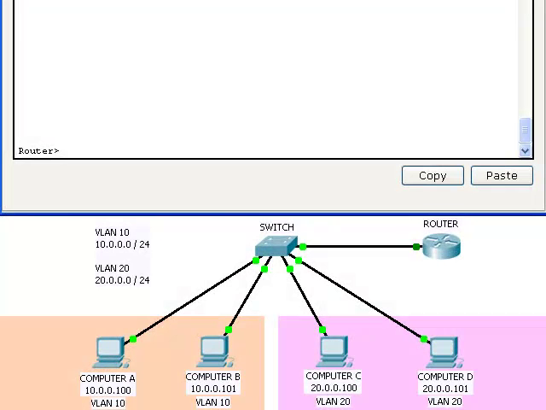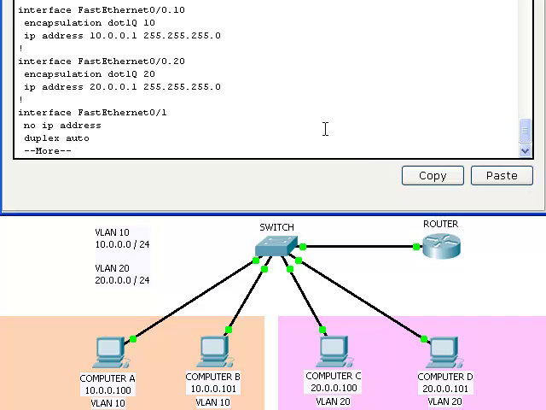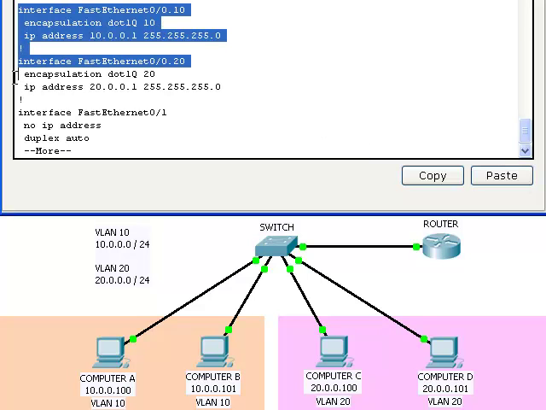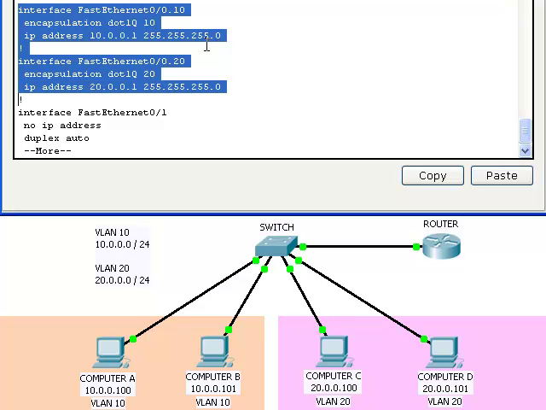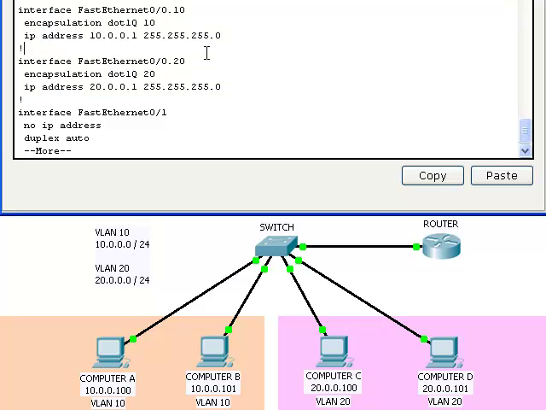We are currently looking at the terminal window of the router. To set up the router, we have to configure the router's interface. The interface should be set up as a point-to-point sub-interface connection. We will use the dot1Q protocol to accept the encapsulation of the switch's VLAN. Each sub-interface corresponds to a VLAN.